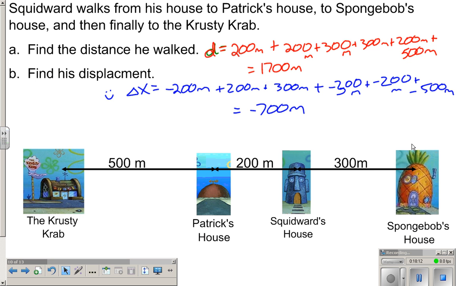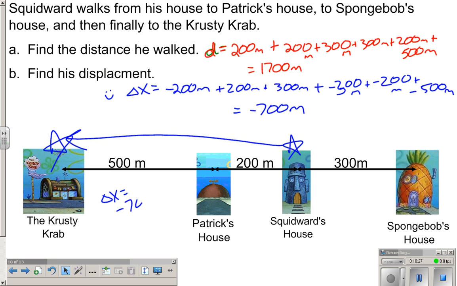All I care about is where he started. Squidward started at his house. He walked around with Patrick and SpongeBob until they got to the Krusty Krab. How far is it from Squidward's house to the Krusty Krab? 200 plus 500, 700 meters. So my displacement is negative 700 meters. All right, that's an easier way to do it.